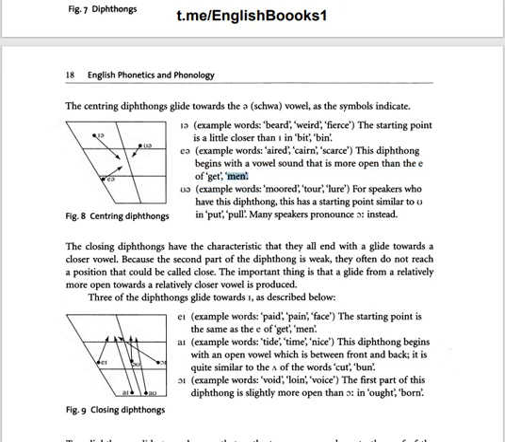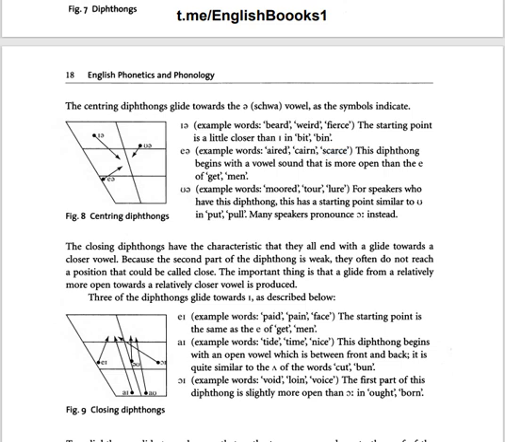That means starting in a: ear, eared, keer, scarce, ears. This diphthong begins with a vowel sound that is more open than the a of get and men.